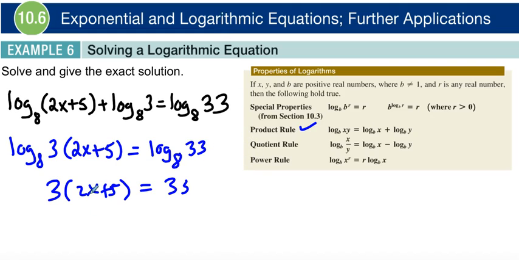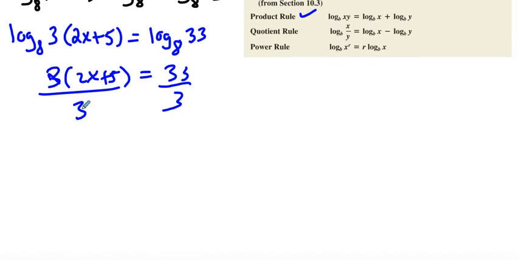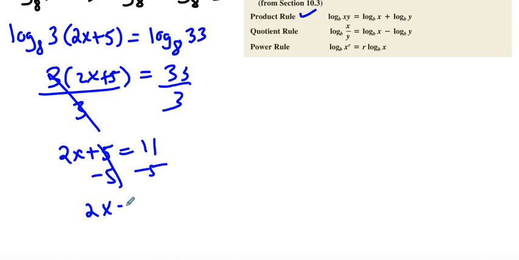Okay, so from there now this just becomes a pretty familiar algebraic equation to solve. So I'm going to go ahead and proceed to do that. So I'll divide by 3, and then I will subtract 5, and then I'll divide by 2. So x equals 3. Sweet.